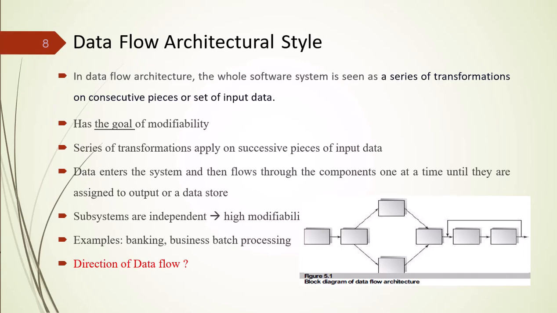Now let's discuss the data flow architecture. As the name shows, data flow. In data flow architecture, the whole software system is seen as a series of transformations on consecutive pieces of a set of input data. So this architecture depends on the flow of data. How does data flow? Either data flows in sequence from one unit to another, or it can run in parallel.